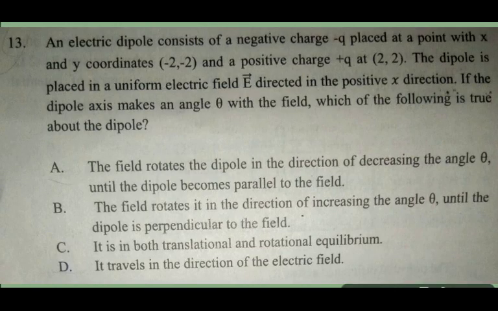Okay, so the first one says A, the field rotates the dipole in the direction of decreasing angle. That is correct, until the dipole becomes parallel to the field. This is the correct answer. The others are not correct. B, the field rotates in the direction of increasing angle theta. No, it's in the direction of decreasing.